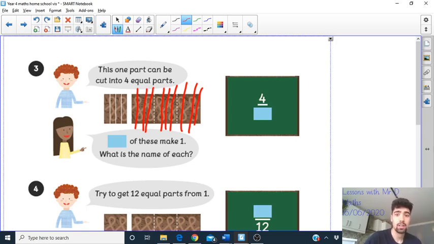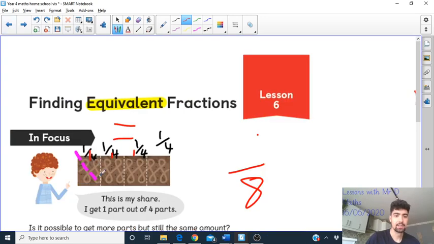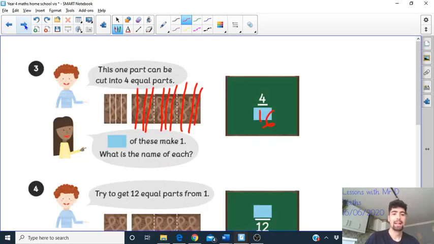4/16 is the same as 1/4. The part hasn't changed. That part there, that quarter, is exactly the same as the original quarter. I'm just making the parts smaller and smaller and smaller.